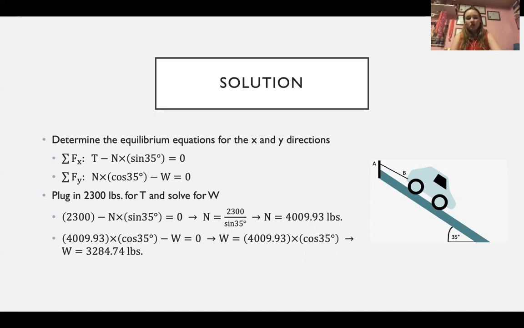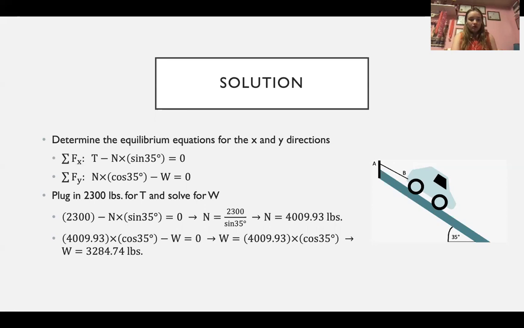You take that normal force times the sine of 35, set that equal to 0, and that's your F of x direction. Then you're going to have your F of y direction, which is going to be your normal force again, which is that ramp force, times the cosine of 35, the angle of the ramp, minus the weight.